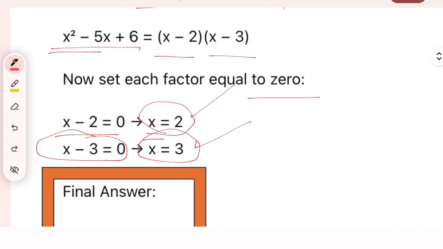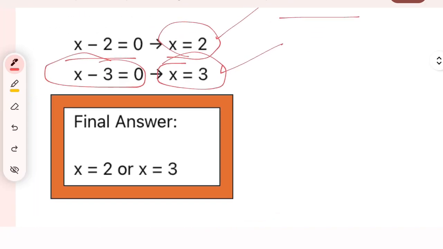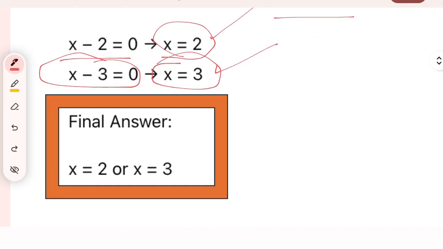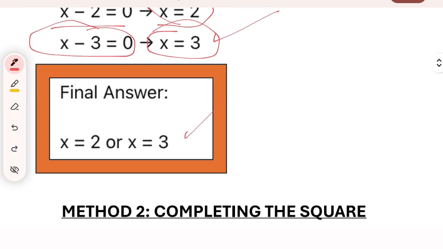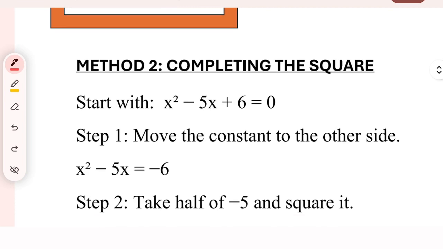So because we are expecting to have two values of the quadratic equation because the power is 2, right? So this is our final answer: the set x equal to 2 and x equal to 3. This is using factoring. So we factored the quadratic equation and we solved for the values of x, 2 and 3.